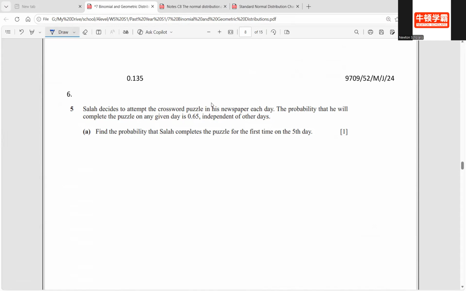For this one, the probability that he will complete the puzzle on any day is p equal to 0.65. Then find the probability that Salah completes it for the first time. In the first sentence here, you cannot identify whether this is geometric, binomial or normal, because this is only general information. From the sections like A, B, C, usually they will give you the information to determine whether it is geometric, normal or binomial.